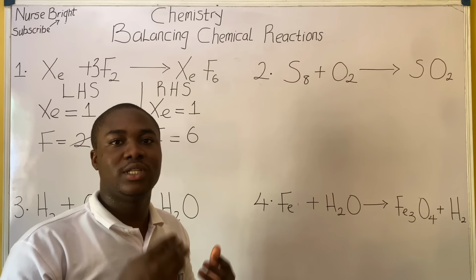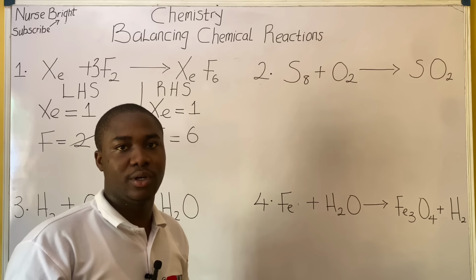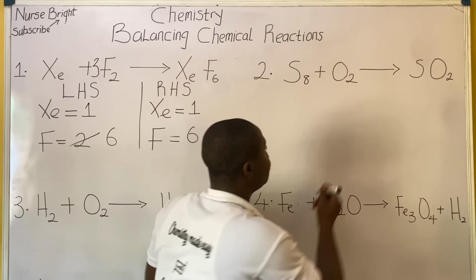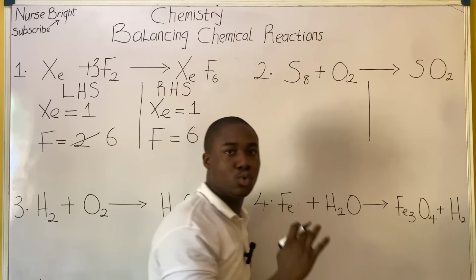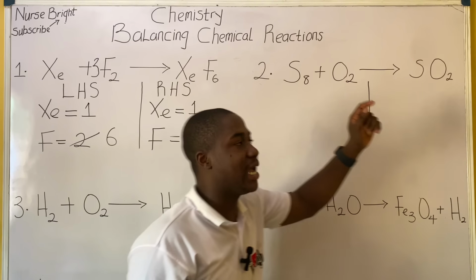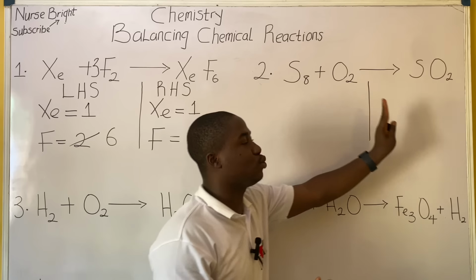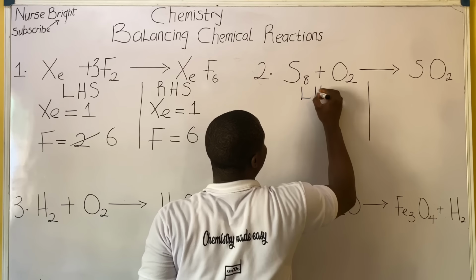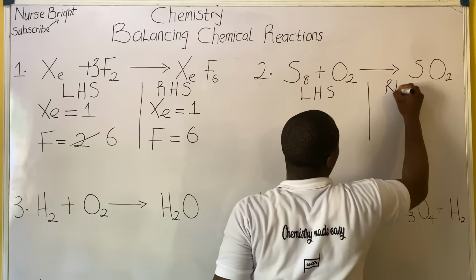So let's get into the next practice question. All right, I believe you can see the question written on the board. What's the first step? I told you, you have to divide the reaction into 2 sides. All right, this is the left hand side, this is the right hand side. This is your reactant side, and this is your product side. So what do we do? This is the left hand side, this is the right hand side of the reaction.